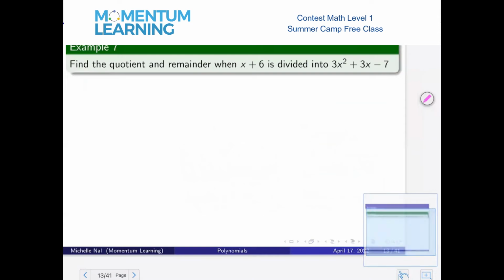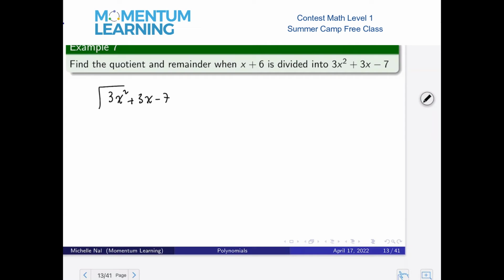Okay, now let's take a look at this problem here. This involves the division of polynomials, right? So the question says, find the quotient and the remainder when x plus 6 is divided into 3x squared plus 3x minus 7. Okay. Can you divide it? Absolutely, we can divide it, right? Let's actually divide this. It's not that bad. It's a quadratic, dividing it by a linear, but of course we are going to have another method to solve. We are going to use the division algorithm. But for those who really enjoy the long division, be my guest.